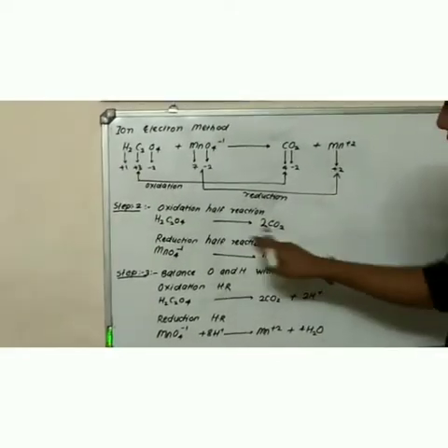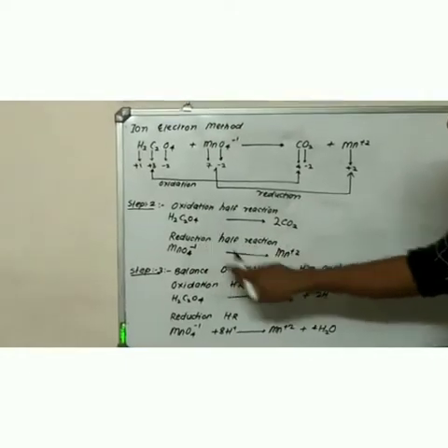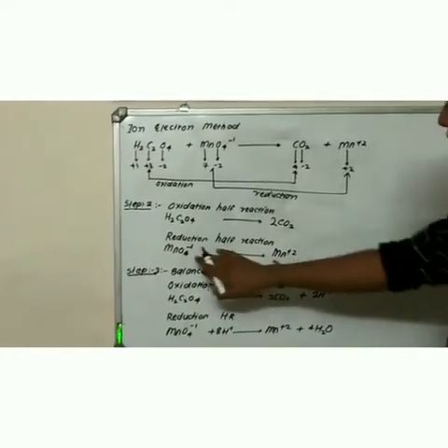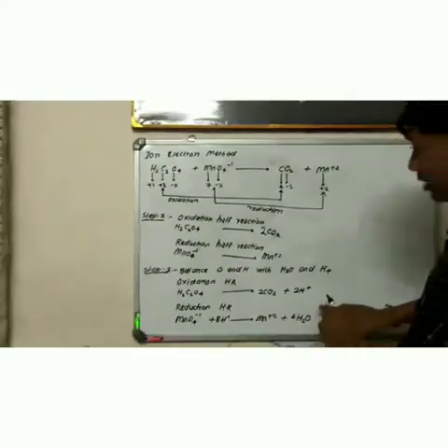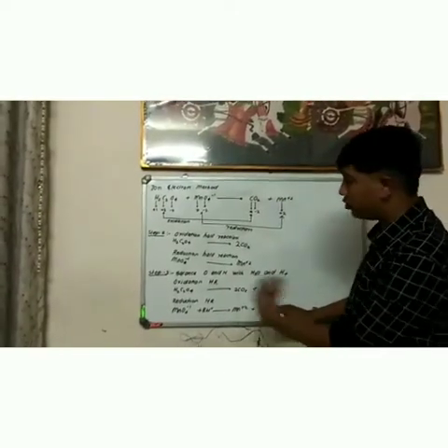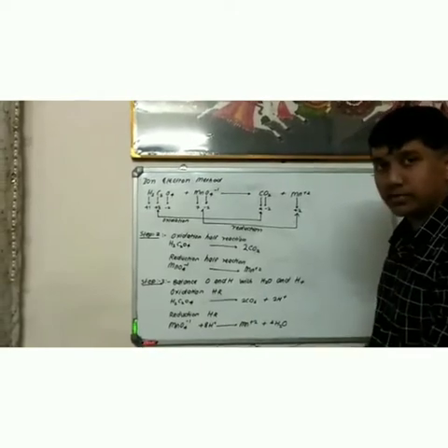Similarly, in the reduction half reaction, we have MnO4 minus 1 on one side and Mn plus 2 on the other side. Here oxygen is 4, but here it is null. So plus 4 H2O. Then to balance the hydrogen, on the LHS we need to add 8 H plus.